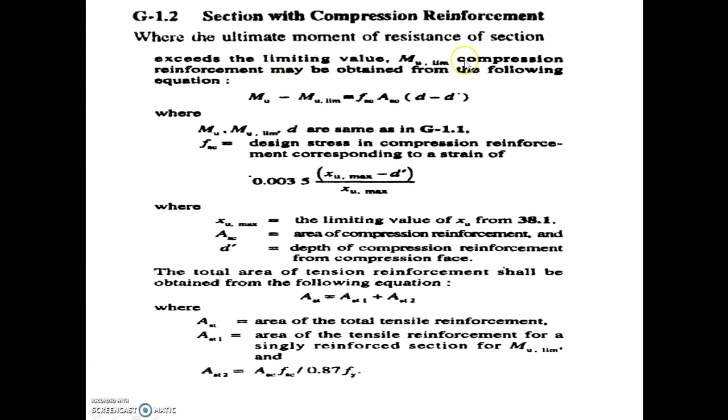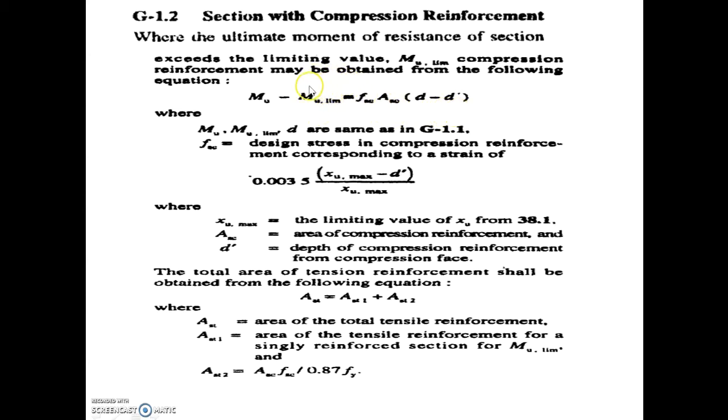So this is the section with compression reinforcement. In this case, if Mu is exceeding the limiting value, we have to go for doubly reinforced sections. That is, Mu minus Mu limiting is equal to fsc into Asc into d minus d dash.